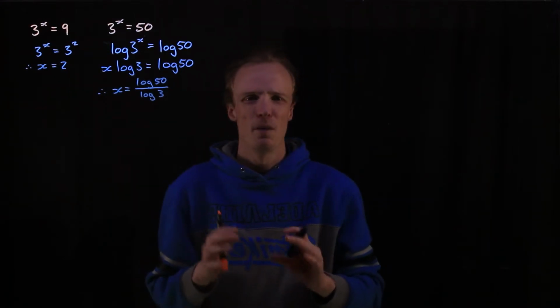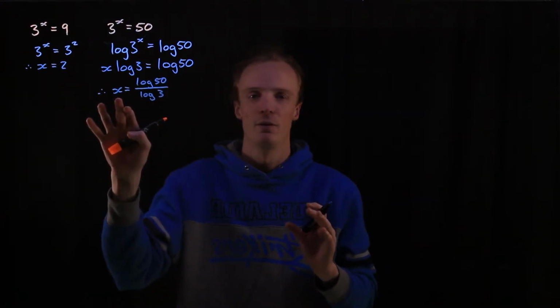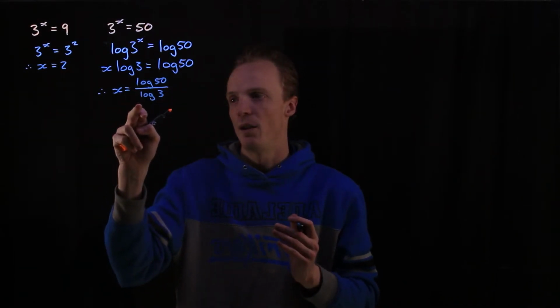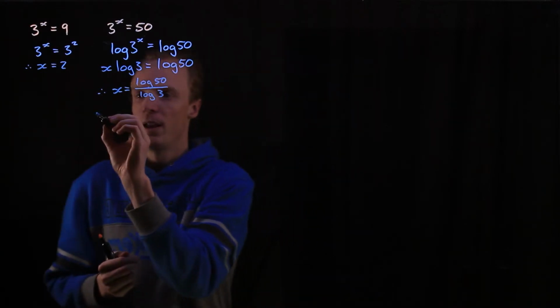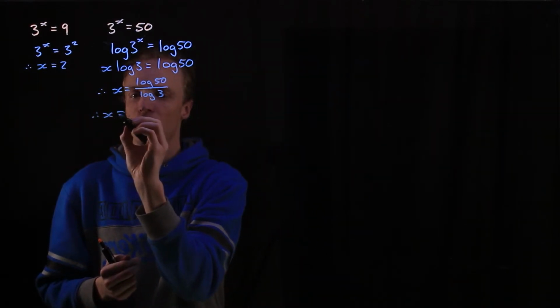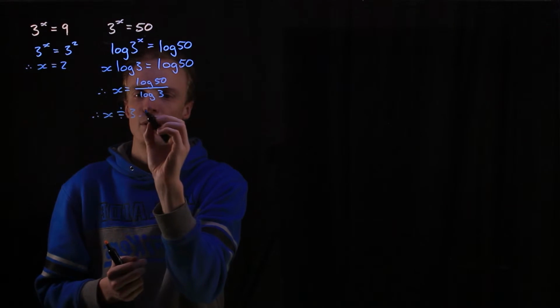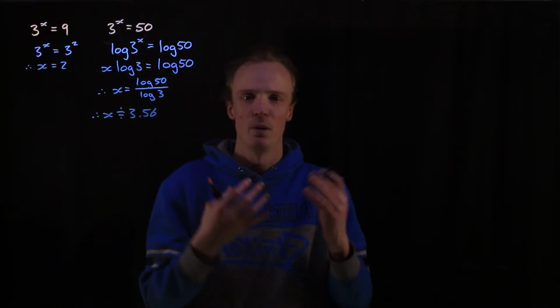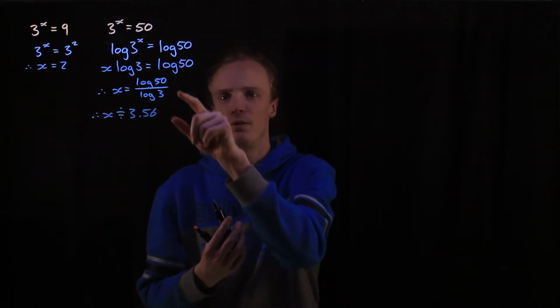If I wanted to know approximately what that value of x is, I can now put it into a calculator. I can put the log of 50 divided by the log of 3. And what I'd get is the value of x, which is approximately equal to 3.56. Now, because this is an irrational number, if you want the exact value, you need to leave it in this format here.